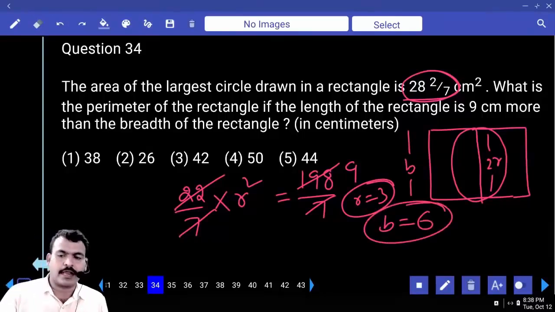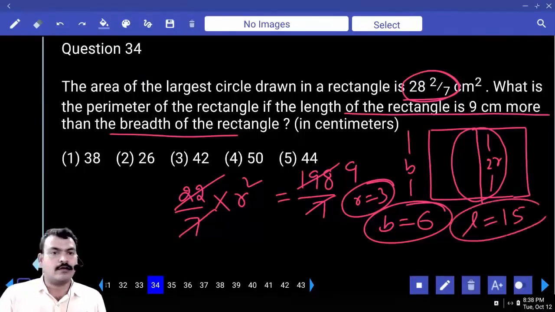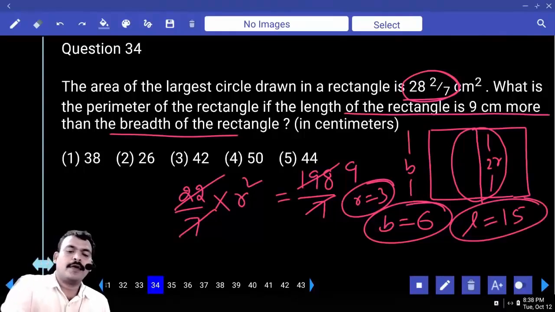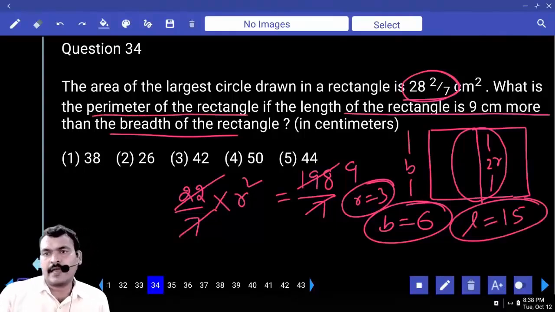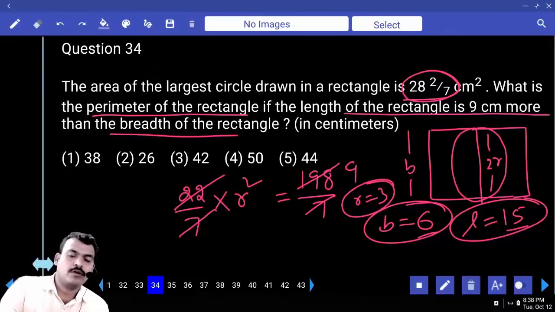And one more point is given. If the length of the rectangle is 9 centimeters more than which one? Breadth of the rectangle. Breadth value is 6, means length value is 15 or not? What is the question here? Perimeter of a rectangle. Perimeter of a rectangle means the sum of L plus B how many times? 2 times. 15 plus 6? 21. Into 2 times? 42.